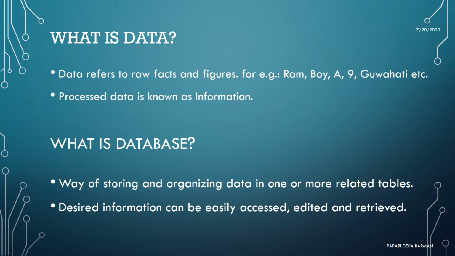Now see here some examples of data like Ram, Boy, A9, Guwahati, etc. So when we process data to make it meaningful and useful, then it is called information. Now if we process the above data Ram, Boy, A9, Guwahati, then we can get information like Ram is a boy from Guwahati who reads in class 9 section A. So this is your meaningful data, means this is your information.